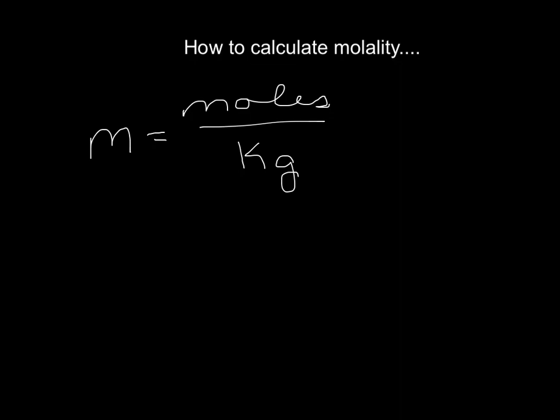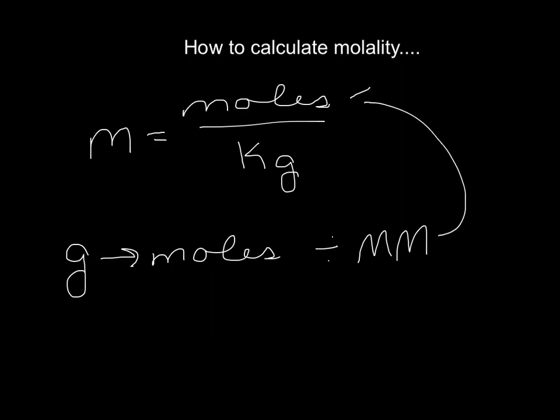Now how do we calculate molality? Molality equals moles on top, kilograms on the bottom. What might we need to get there? If you're starting with grams of your solute, you'll need to change them to moles, and you do that by dividing by the molar mass of your solute. This number would go on the top.